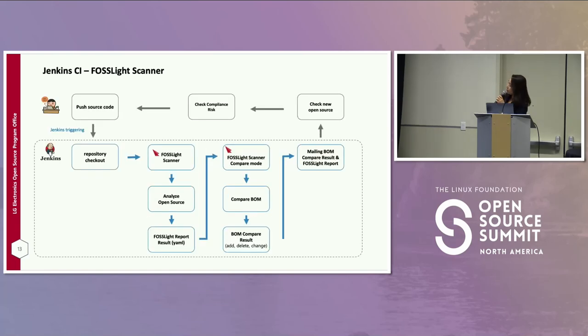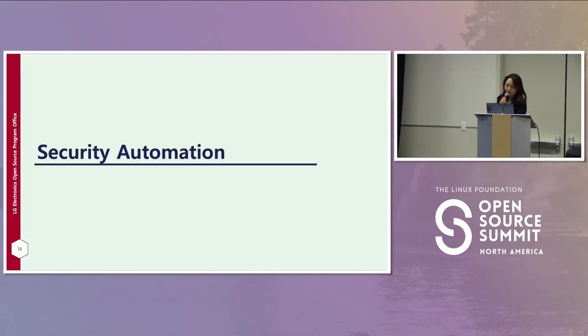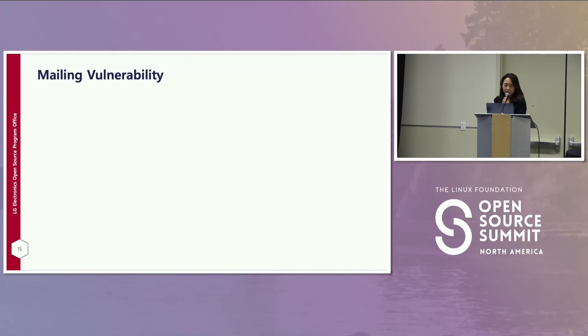And this is another example of FOSSLight scanner. After pushing the source code to the repository, Jenkins is operated, and the open source BOM is automatically generated, and the BOM compared by the FOSSLight scanner before and after is reported to the developer by mail. Yes, yeah. And security automation, I explained this one.